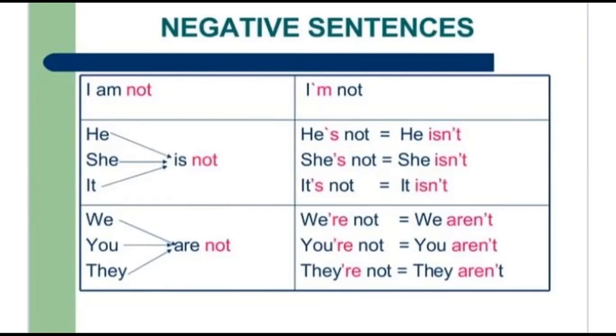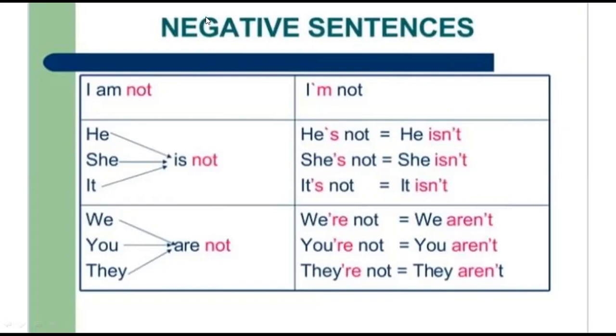It isn't. We are not, we aren't. You are not, you aren't. They are not, they aren't. So here we have contracted the sentences and made them more precise, and mostly this is used in written form.